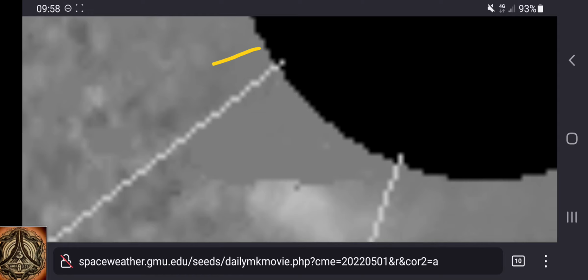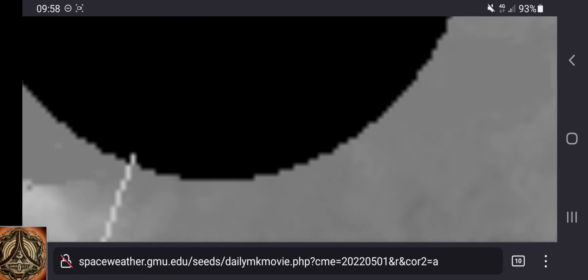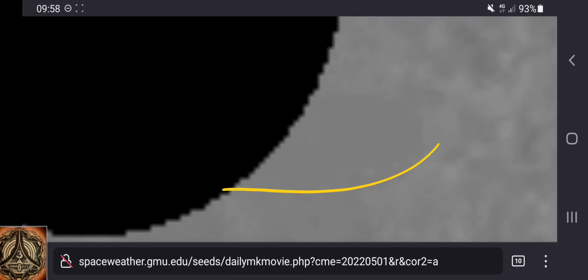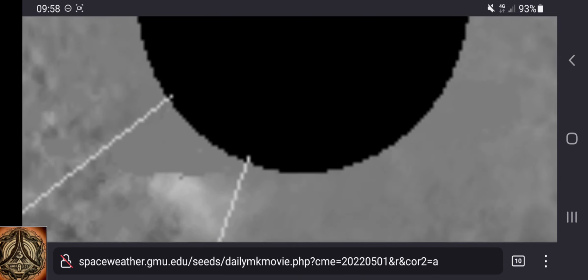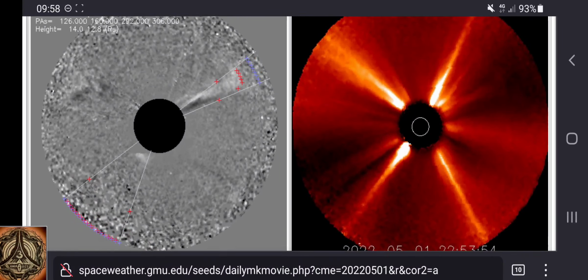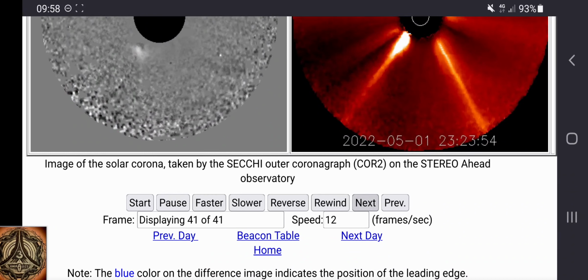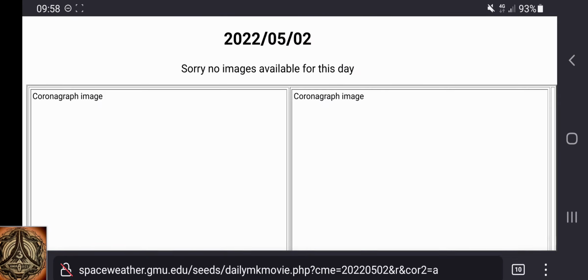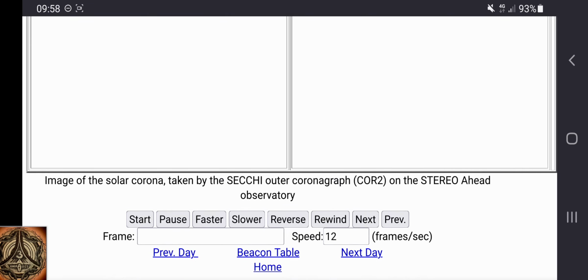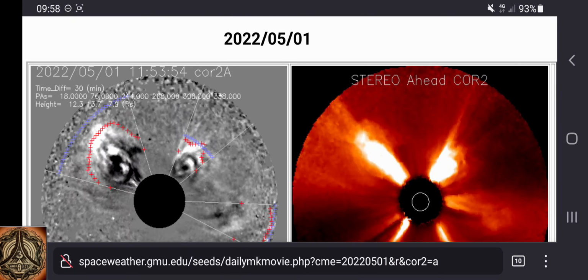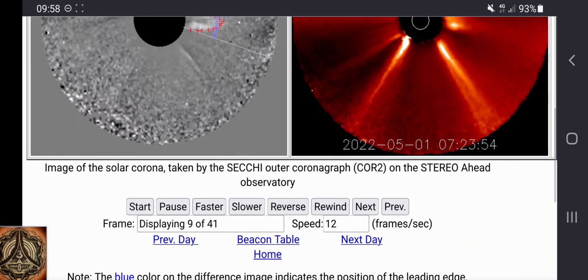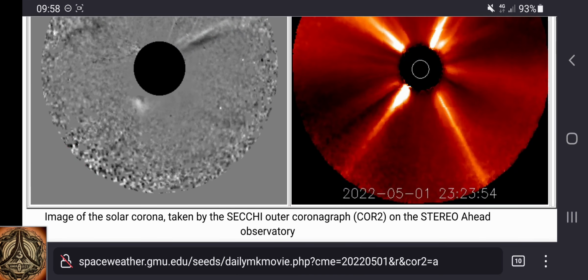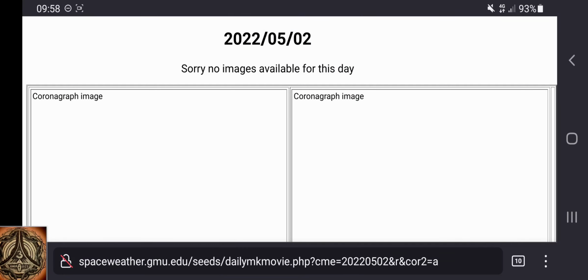And these pixels are always here, as well as here on the other side. If you watch closer, you can see them. Constantly pixeled regions, which is interesting. So, next day.